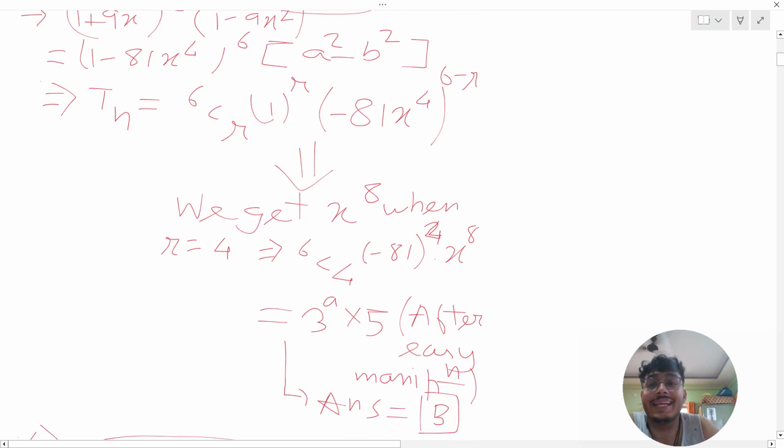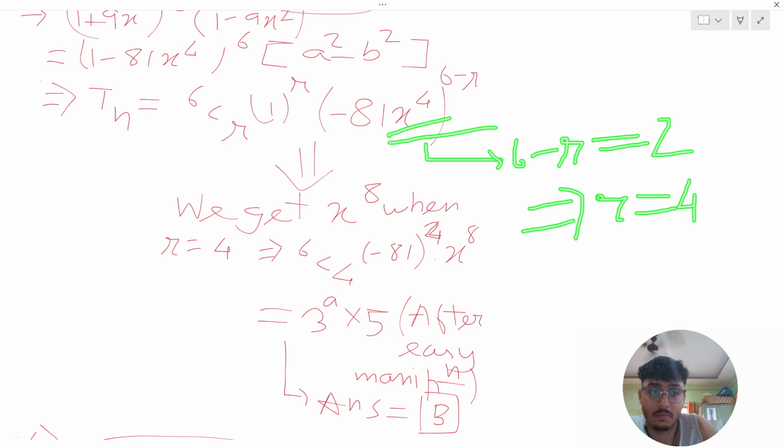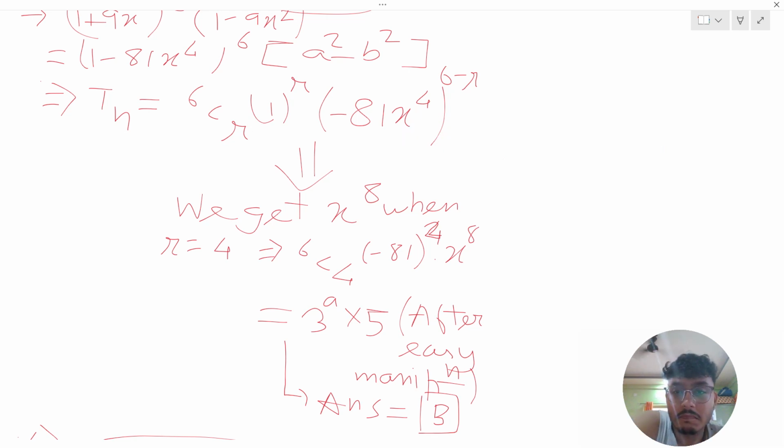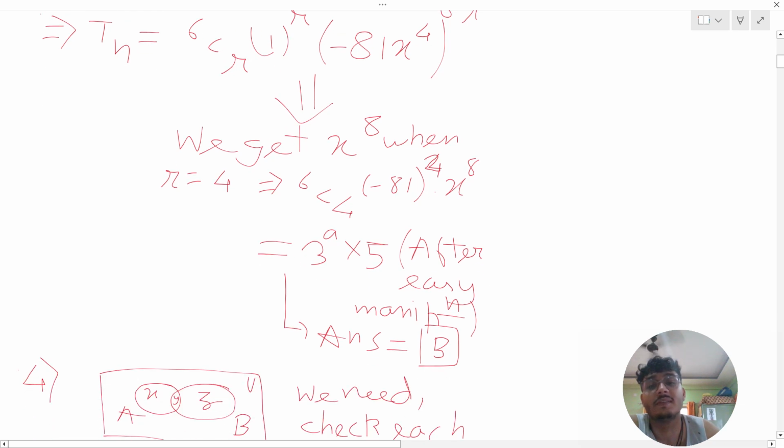The general term of a binomial, T(r+1), is 6Cr into 1 to the power r into (minus 81 x to the power 4) whole to the power 6 minus r. We need x to the power 8. So x to the power 4 can only become x to the power 8 when my 6 minus r equals 2. That means my r is basically 4, right? Nothing more. Put r equals 4 in the full expression. Ultimately it will come to 3 to the power 9 into 5 after a very easy manipulation, which is my option B.